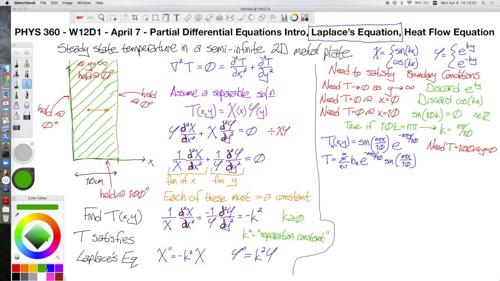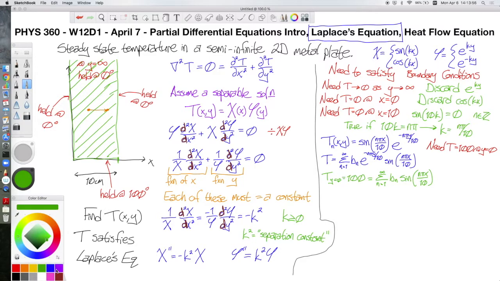But when this is at a value of y equals 0, we need this to be equal to 100. So T, evaluated at y equals 0, has to give you 100, and that has the following expression: the sum from n equals 1 to infinity of b sub n, the exponential goes away because you plug in y equals 0 and you get 1 for that exponential, times the sine of n pi x over 10.